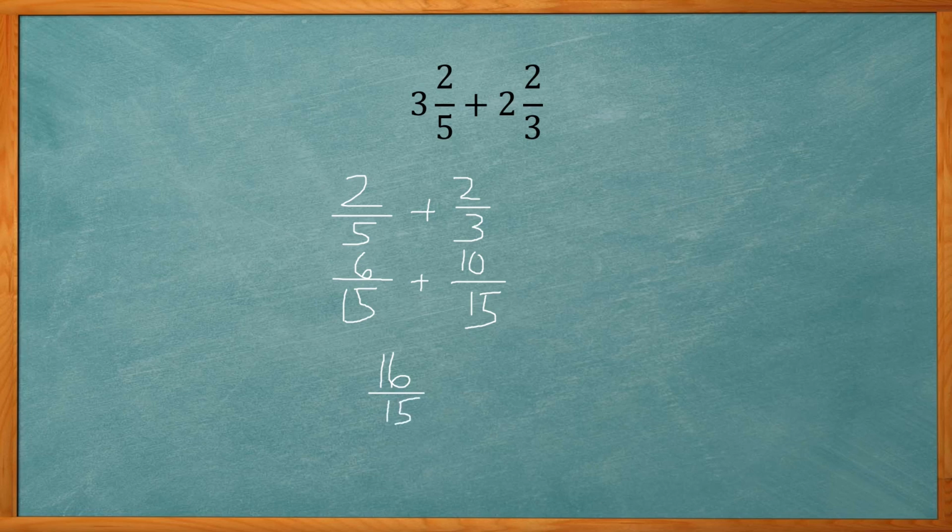Now I want to convert that to a mixed number. So I have 15. How many times does 15 go into 16? That gives you 1 with 1 left over. So 1 over 15, 1 and 1/15. Now add the whole number parts. 3 and 2 is 5. So I'm going to have 5 plus 1 and 1/15, which is going to give me 6 and 1/15. So those two added together become 6 and 1/15.